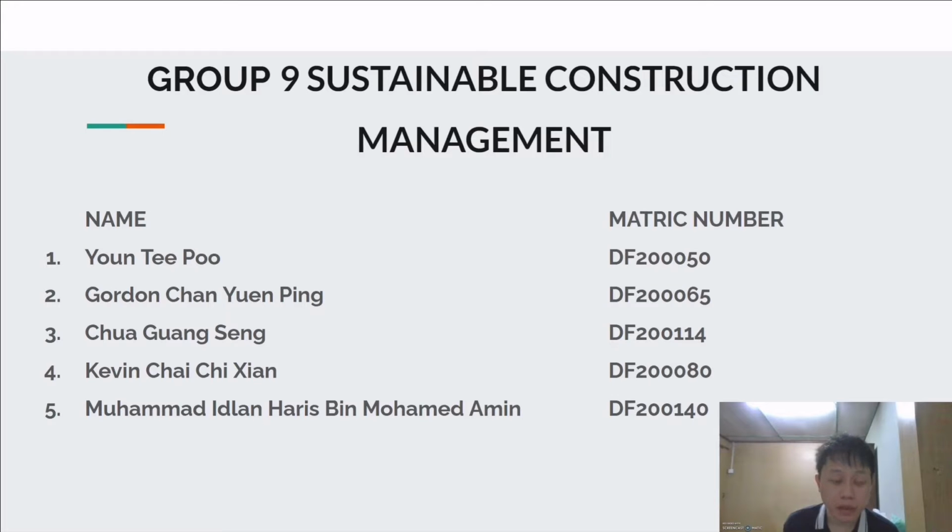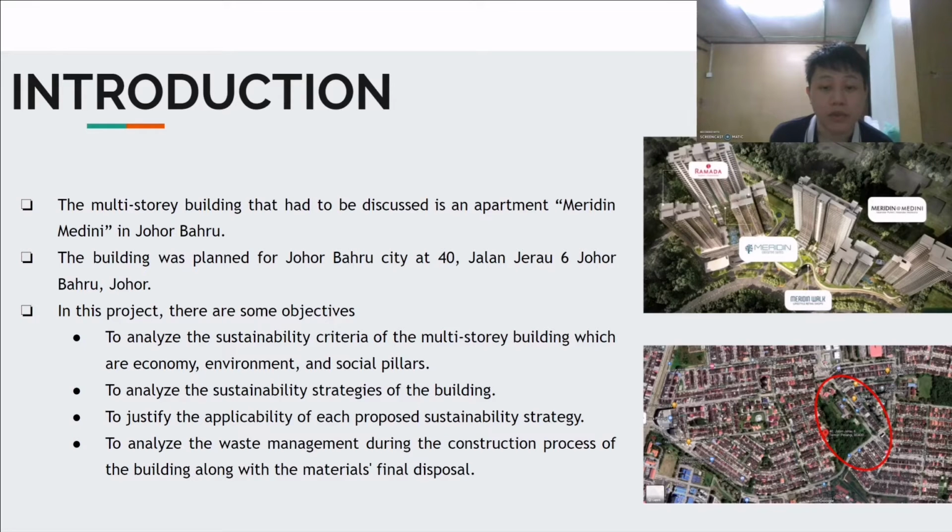We come from Group 9 and today we have to present Sustainability Construction Management. My name is Unibo and I will present the introduction. First, the multi-story building to be discussed is an apartment, Medini, in Johor Bahru. The building was planned for Johor Bahru City at 14 Jalan Jelau 6, Johor Bahru, Johor.